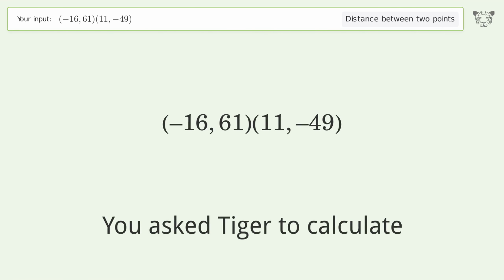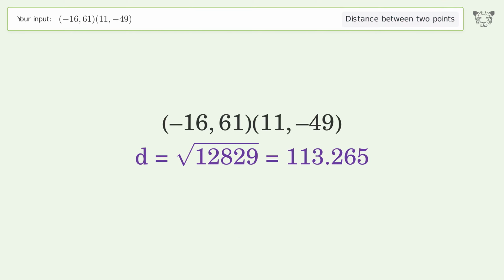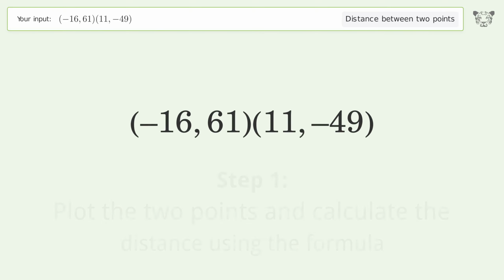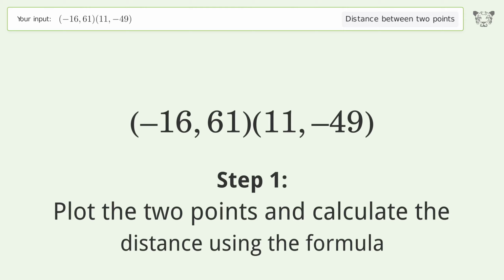You ask Tiger to calculate. This deals with the distance between 2 points. The distance between the 2 points is the square root of 12,829 or 113.265. Let's solve it step by step. Plot the 2 points and calculate the distance using the formula.